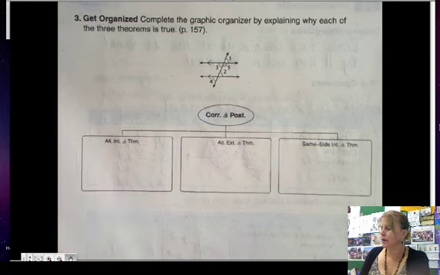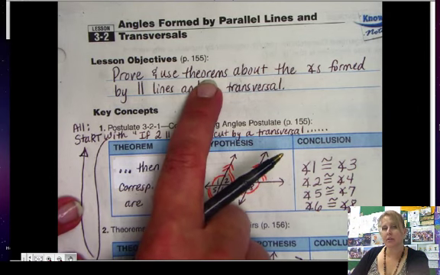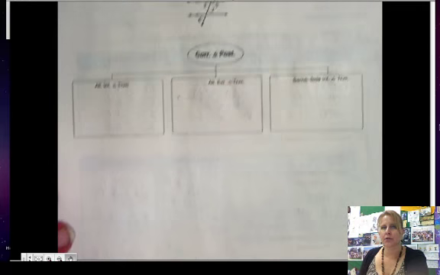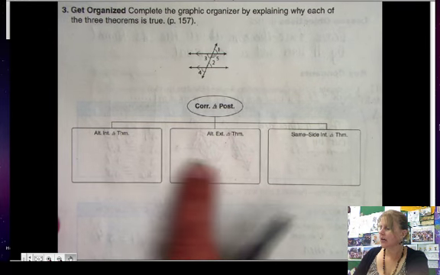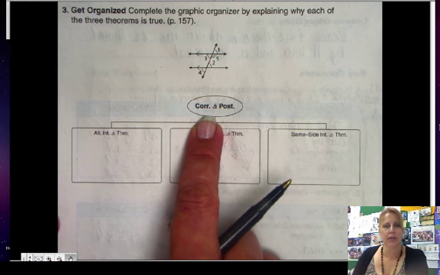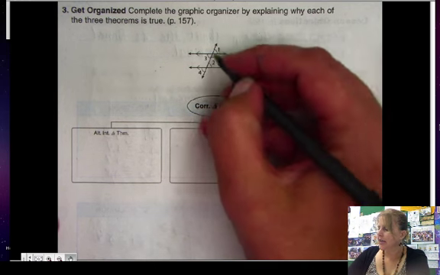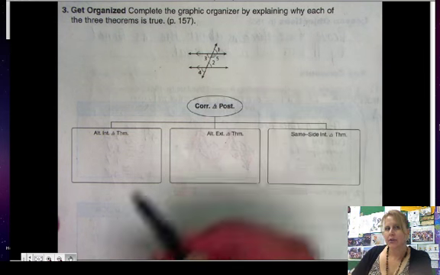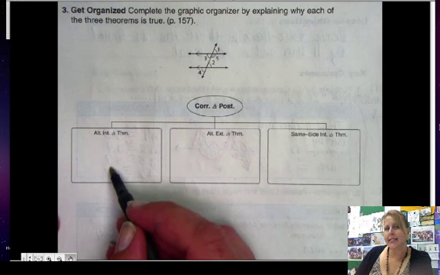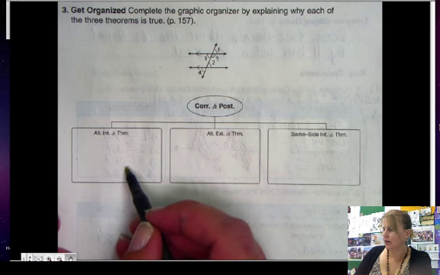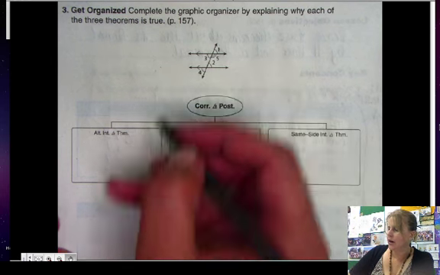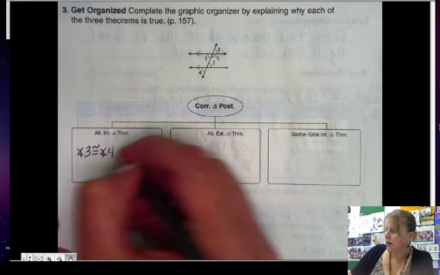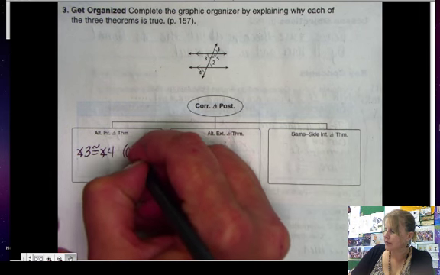So remember, part of what we were going to do was use the theorems, but we're also going to prove these theorems. Why are these three different theorems true? So we have a corresponding angles postulate. We're going to assume that angle 4 is congruent to angle 3. That's given to us. So if that's true, why are alternate interior angles congruent? So we have 3 and 4 are congruent, so we can say angle 3 is congruent to angle 4 because of the corresponding angles.